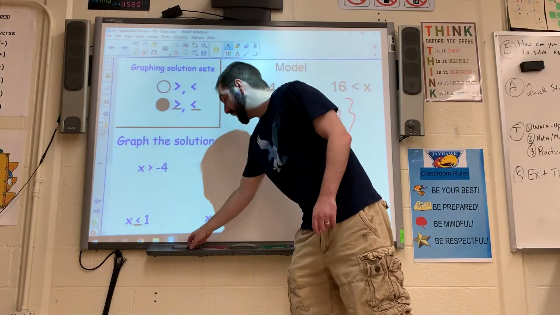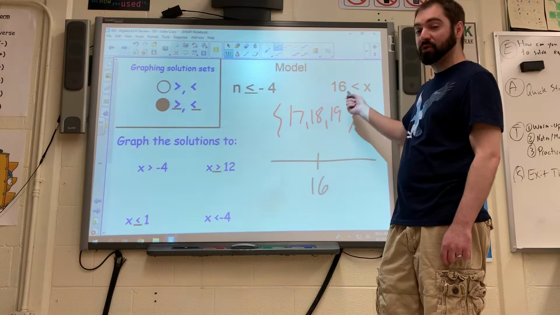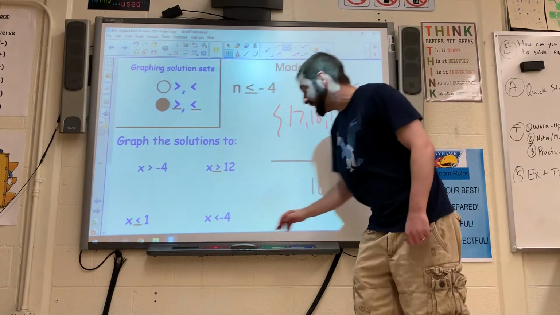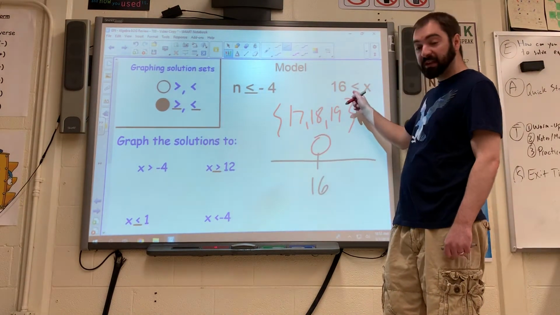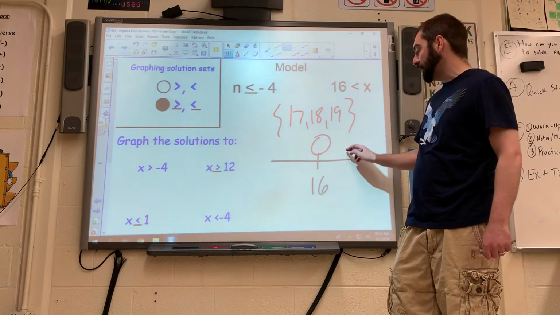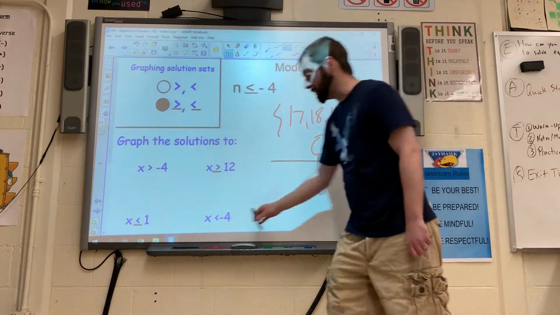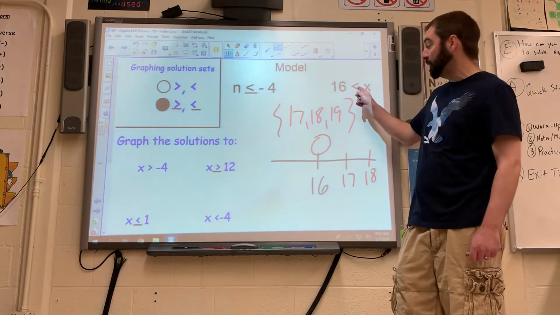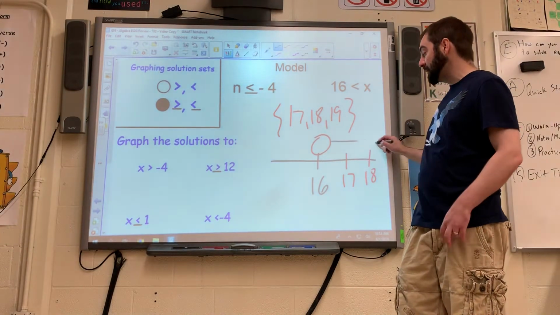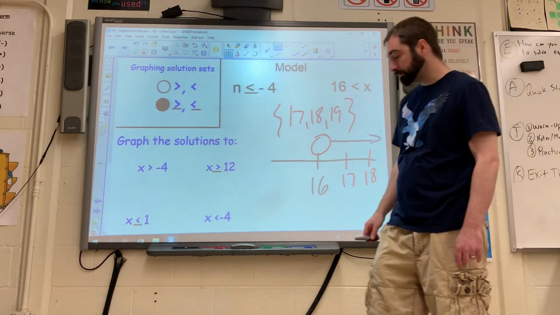Again, our number line is going to start at 16. This time I have just less than, so I know I'm going to need an open circle to denote just less than. And again, I have to think about where these three numbers are located. Well, 17, 18, and 19 are to the right. So again, it would be an open circle because of less than, and these numbers go to the right, so it would be an open circle to the right.